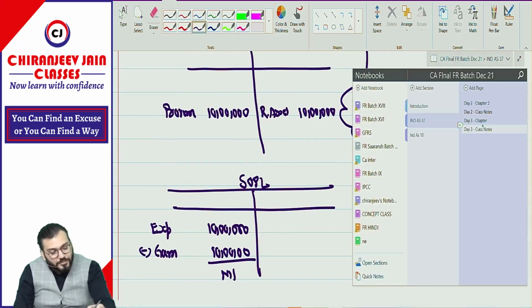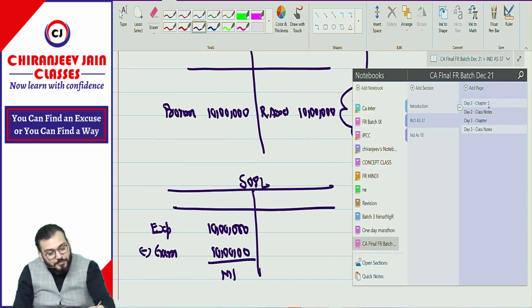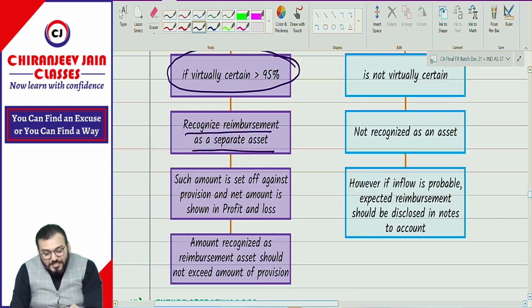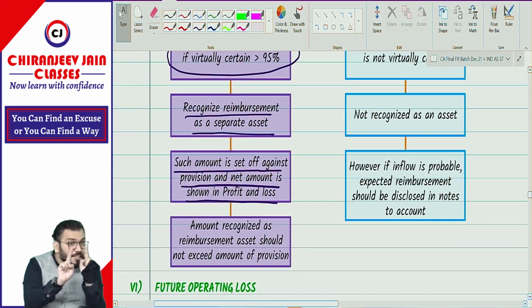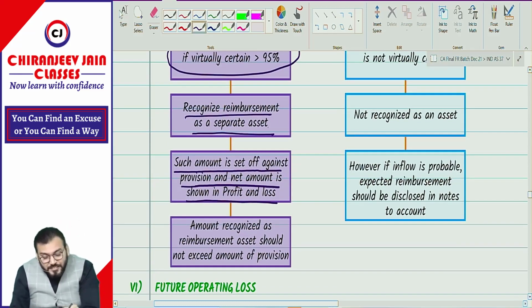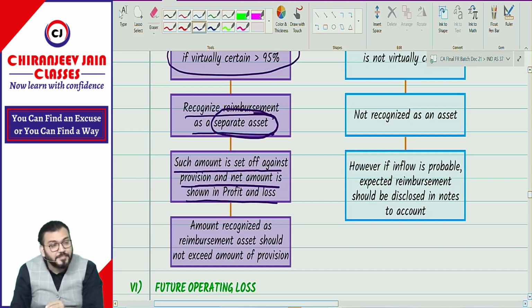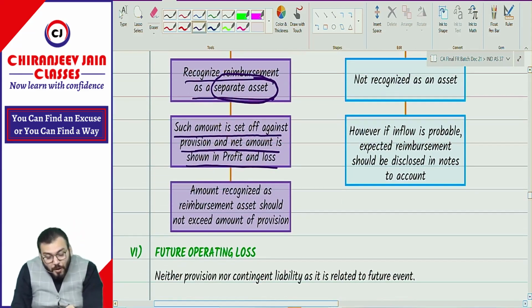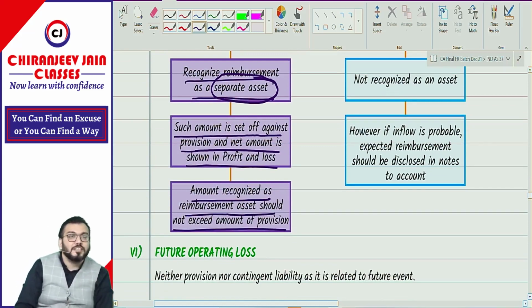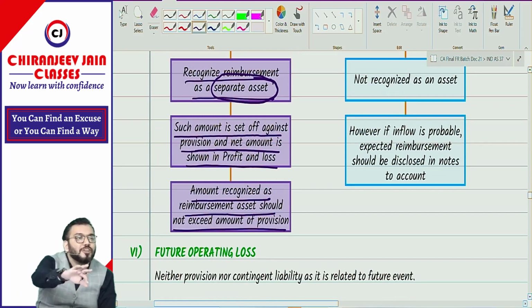Let's see what is given. Recognize reimbursement as a separate asset. Such amount is set off against provision and the net amount is shown in profit and loss. Means in P&L it can be set off, but in the balance sheet it will be recognized as a separate asset. Amount recognized as reimbursement asset should not exceed the amount of provision. In any case, the amount of reimbursement should not exceed the amount of provision.